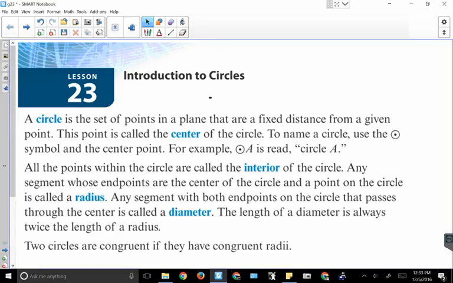All the points within the circle are called interior. Of course they are. If it's on the inside, they should be on the interior, right?